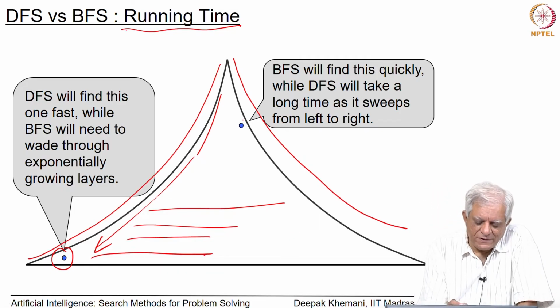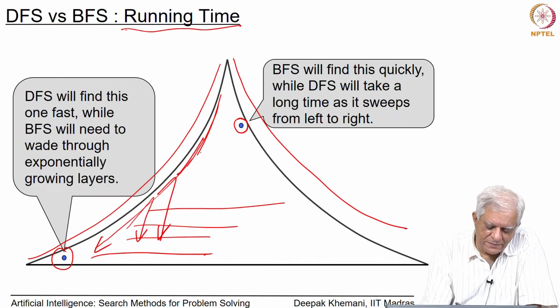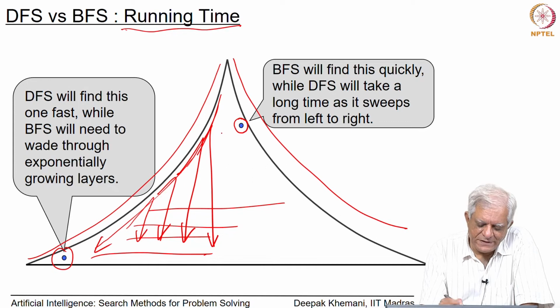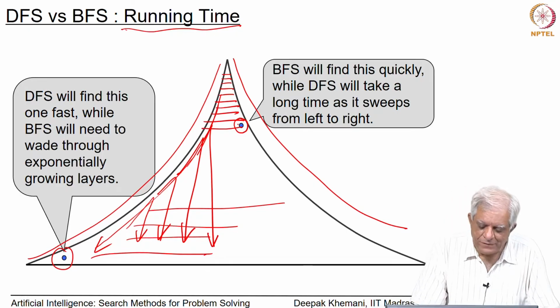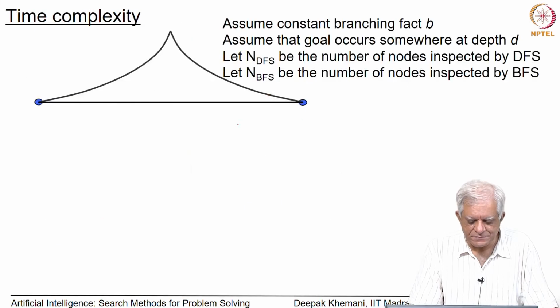But if the goal node is, for example, on the right hand side as shown here, then depth first search will go down this and then backtrack and go down here, then backtrack and go down here, then backtrack and go down here, backtrack and go down here. So, it will take considerable amount of time by the time it finishes sweeping the search tree, whereas breadth first search would have gone down layer by layer and found the goal node faster essentially. So, it really depends upon where the goal node is in the search space.